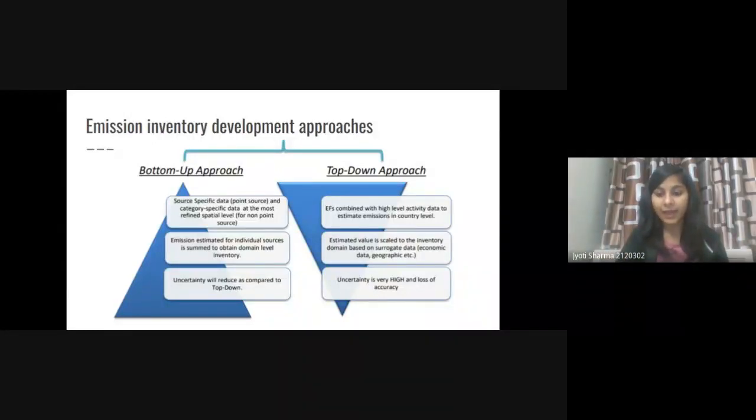The accurate one is the bottom up approach, because here we are estimating or calculating these emissions using sensors and so many instruments. But in the top down approach, we have to estimate a lot of things to track down the source. So that's why the bottom up approach is more accurate.